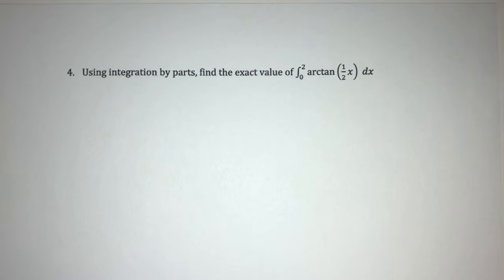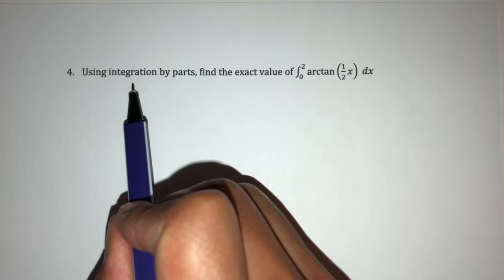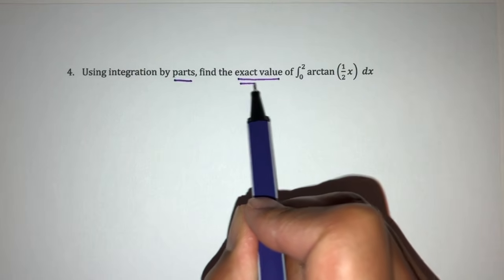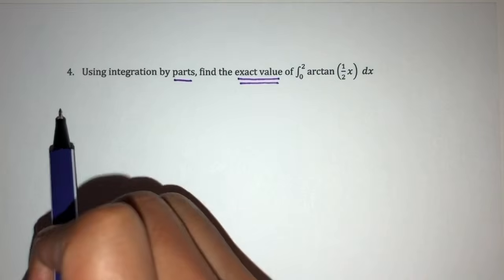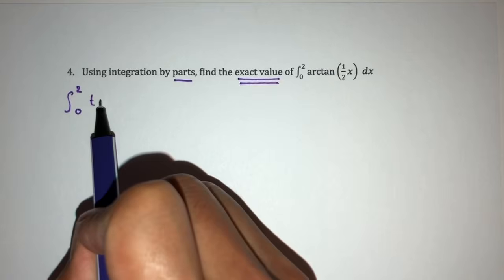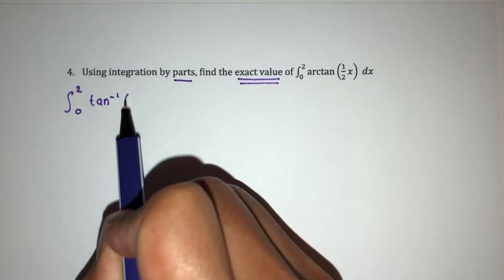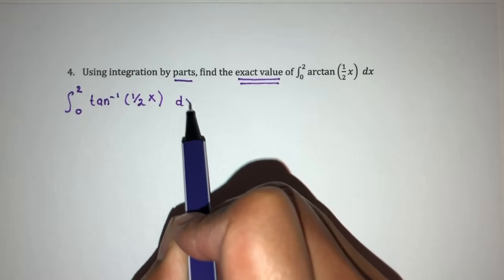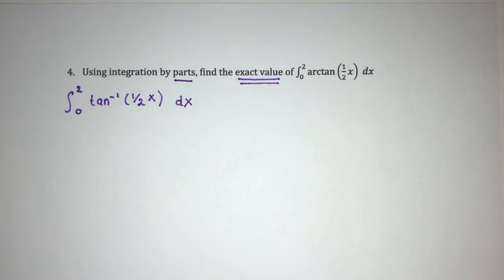Let's move on to question number 4. So here we have to use integration by parts. Find the exact value of this integration. So we have limits 0 to 2, arc tan, which is tan inverse, of half x with respect to x. So how can we do this?